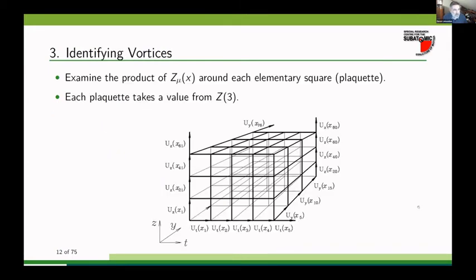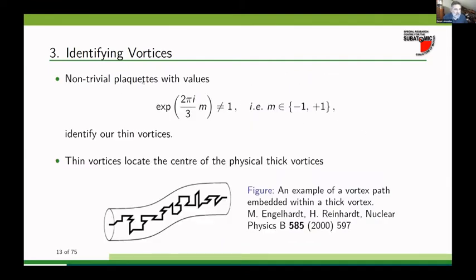How do you identify vortices? Well, you examine the product of these projected field variables around the elementary square, and each plaquette then takes a value from Z3. If that Z3 value is different from 1, i.e. m is plus or minus 1, then we say that a vortex has pierced that plaquette. So that's how we find them. Maximal center gauge, a projection, and then products around plaquettes to see if something interesting happened.